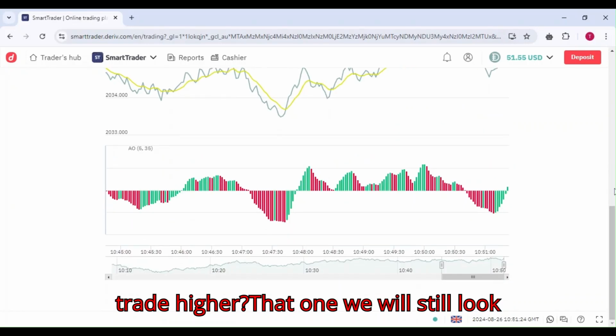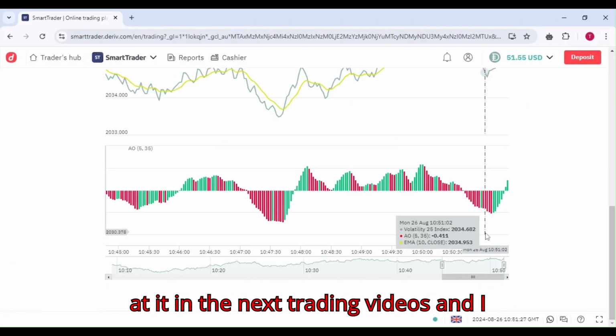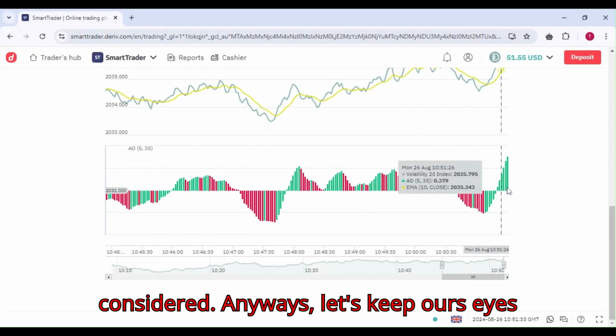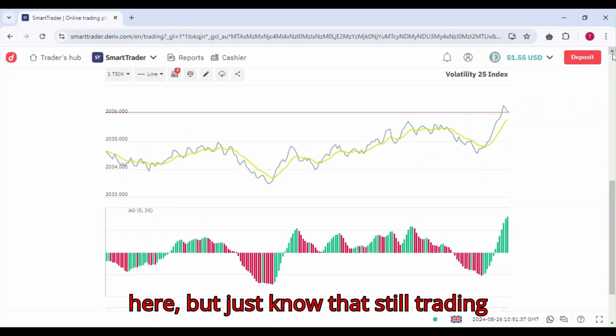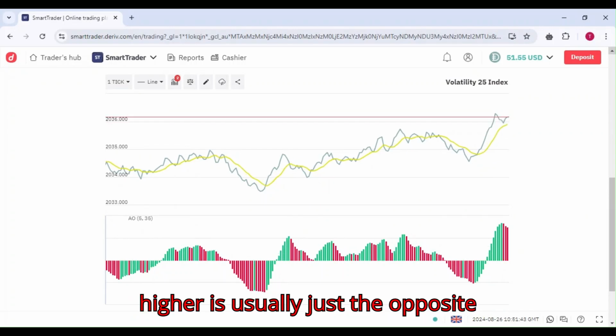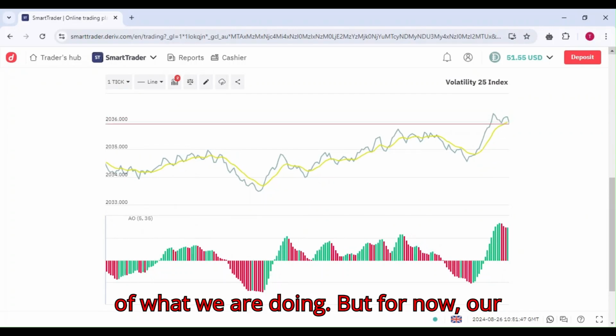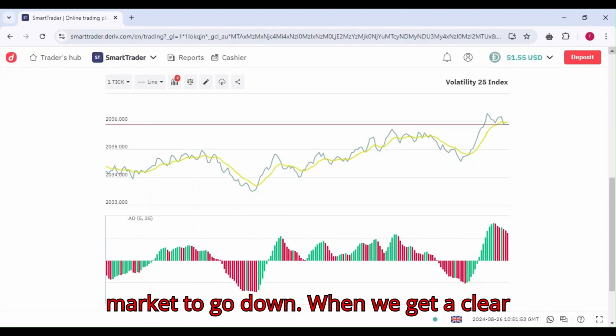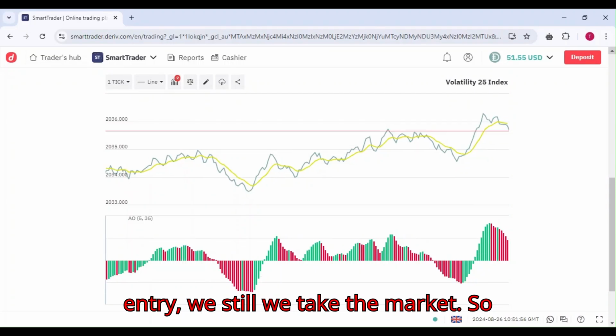Someone asking why not trade higher? That one we will still look at in the next trading videos, and I will explain what's necessary to be considered. Anyways, let's keep our eyes here, but just know that trading higher is usually just the opposite of what we are doing. But for now our aim is trading the lower contract purchase type, so we still wait for the market to go down. When we get a clear entry, we take the market.